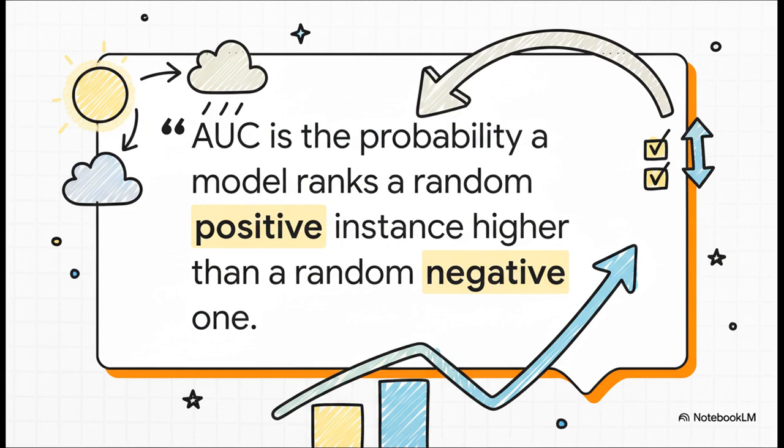An AUC of, say, 0.9 means that if you pick one random sick person and one random healthy person, there's a 90% chance that your model will give a higher sickness score to the person who's actually sick. It's a direct measure of how well it can rank them.